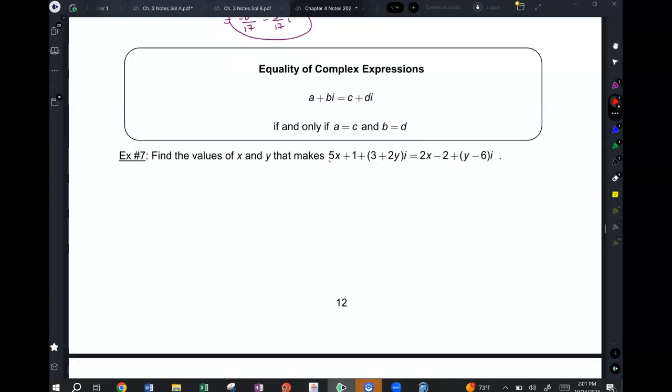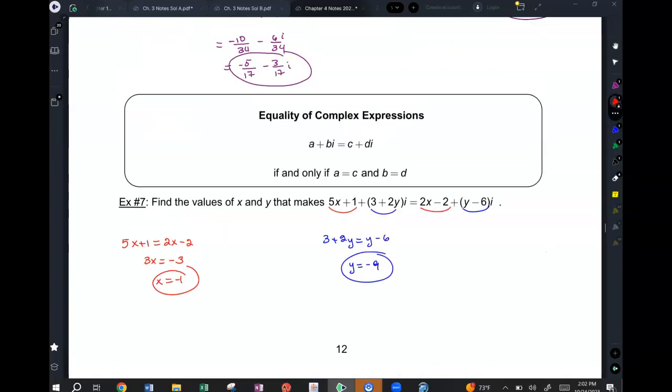So what are the real parts here? This and this. These are the real parts. So let's set them equal to each other. What are the imaginary parts here? Basically the coefficients of the i's. Okay? So solve these. I'm going to do the x first. Why did we get rid of the i? Because they cancel, the coefficients have to just be equal to each other. So x is -1, and here y equals -9. Cool? Okay.